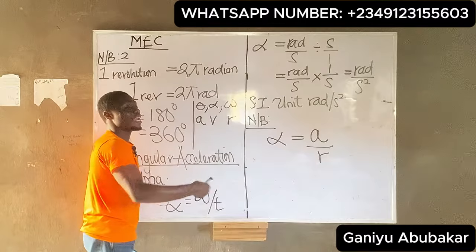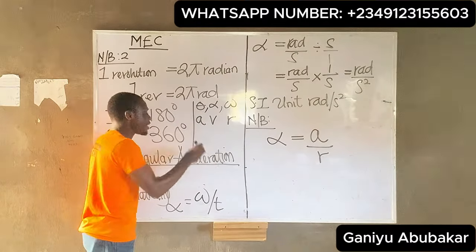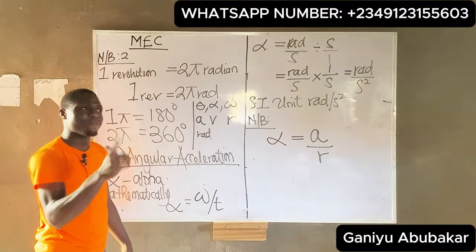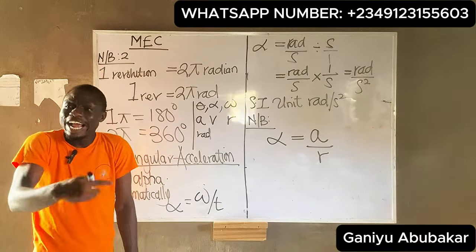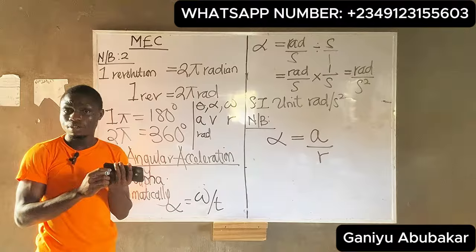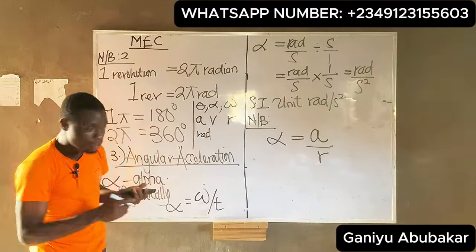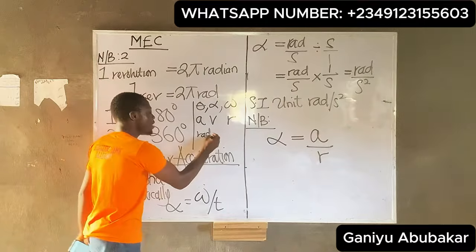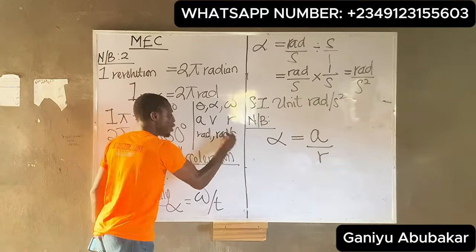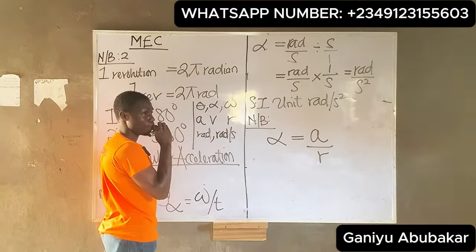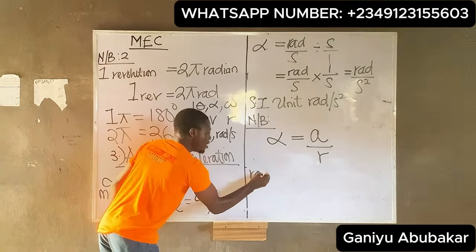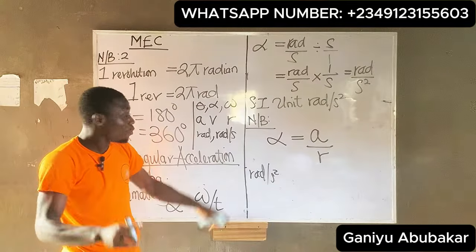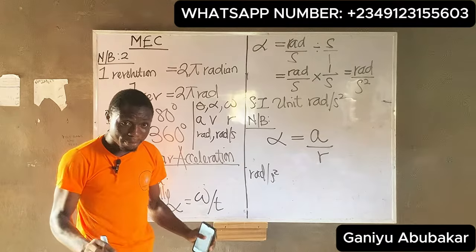Now, which parameter has the SI unit rad? Which parameter has its SI unit as rad? Angular what? Displacement. If I had rad per second, which parameter is this? If I have rad per second square, that's what these are. You need to know them when you see them.